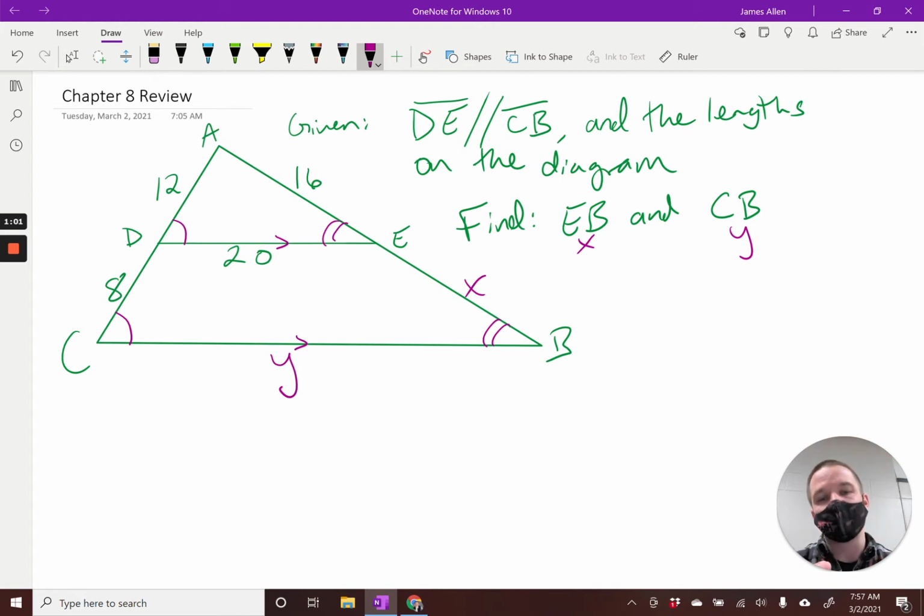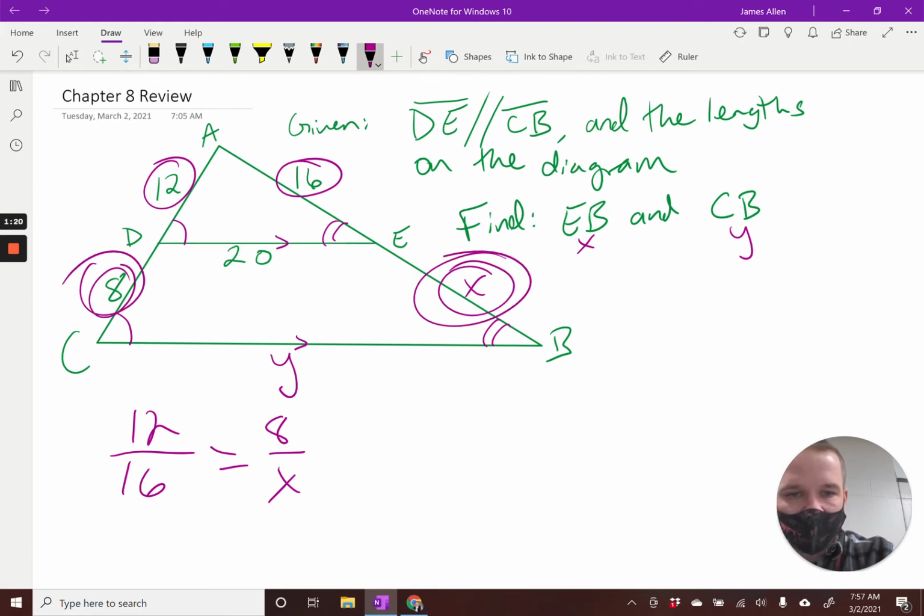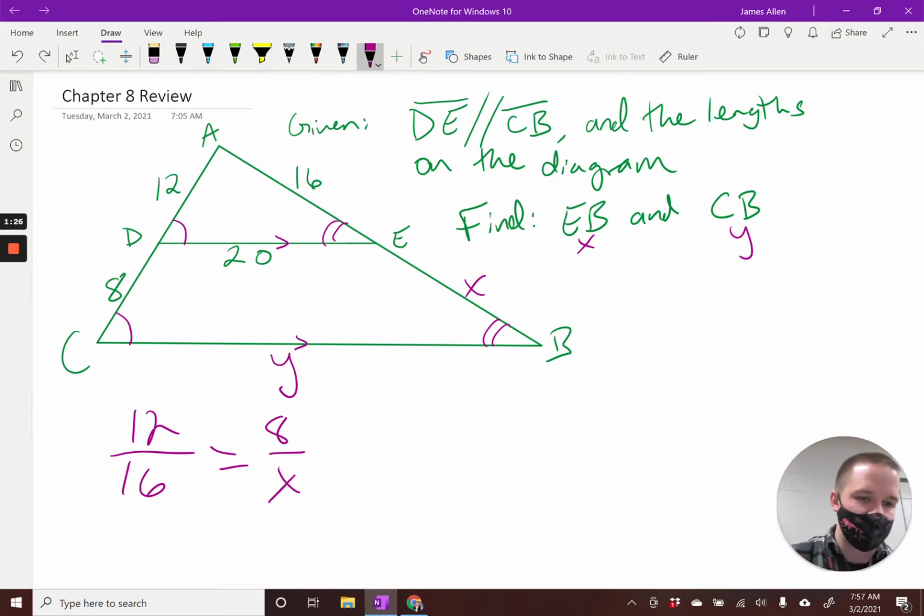So I'm going to start with solving for X, and I'm going to use that side splitter theorem to do so. I can set up 12 over 16 is equal to, and then the side across from the X is 8 over X. So I'm going with this one over this one equals this one over that one. Beautiful stuff. There are a couple ways to set up with the side splitter theorem. This is one of them.